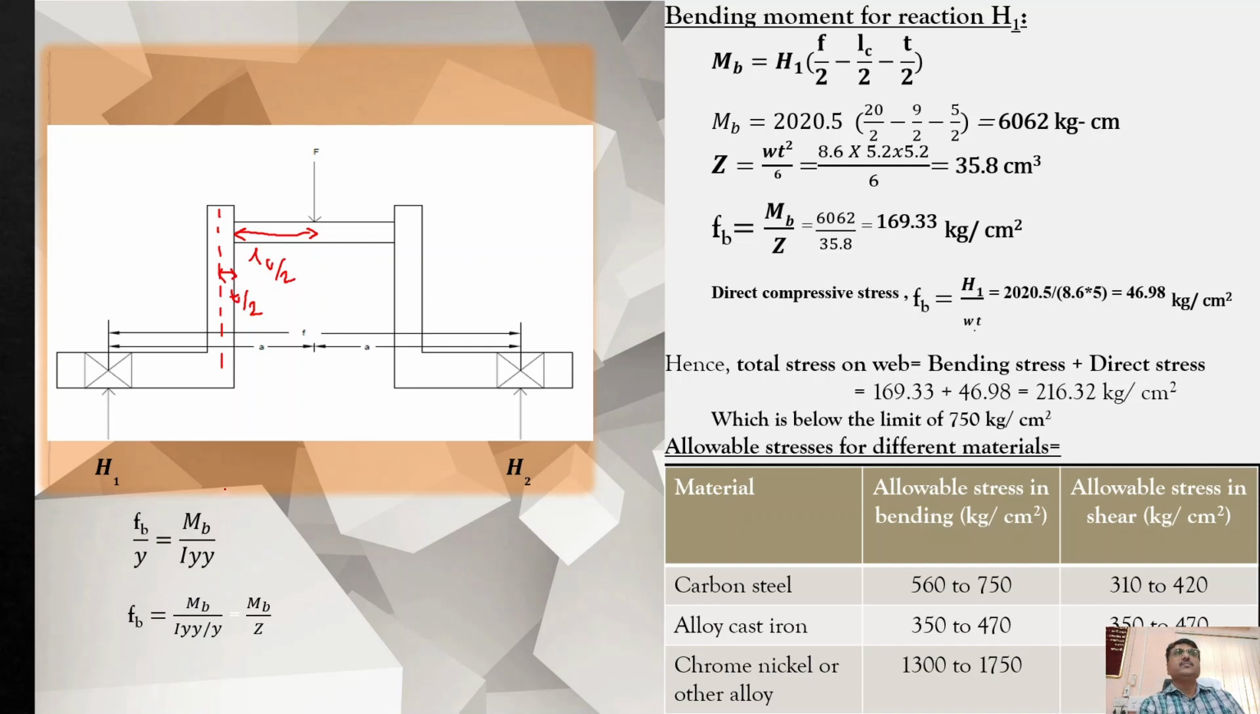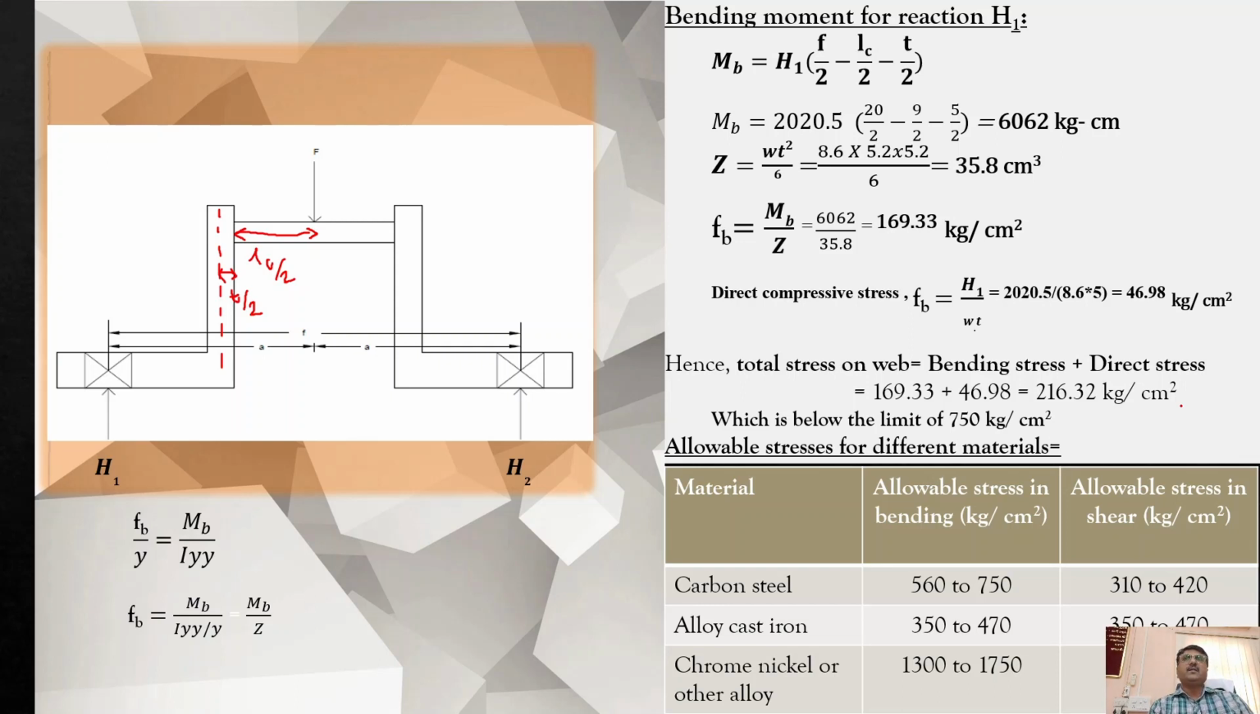Similarly, direct compressive stress is acting on the same rectangular section, and the force creating that compressive stress is H1. So direct compressive stress will be H1 divided by the resisting cross section, which is W into T. So the direct compressive stress will be 2020.5 divided by 8.6 into 5, calculated as 46.98. The total stress acting on the rectangular section of the left hand crank web will be 169.33 plus 46.98, which is 216.32 kg per centimeter square.